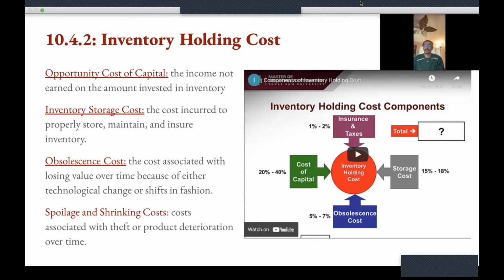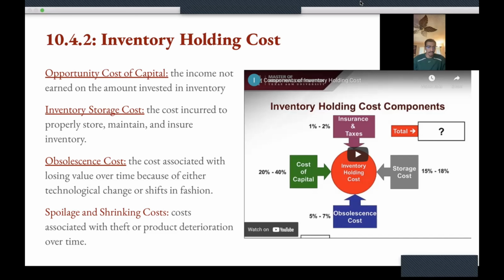Next, we have inventory storage costs, which are the costs incurred to properly store, maintain, and insure your inventory. Next, we have obsolescence cost, which is the cost associated with losing value over time because of either technological change or shifts in fashion. And last, we have spoilage and shrinking costs, which are costs associated with theft or product deterioration over time. And the combination of these various costs defines the cost to hold inventory.